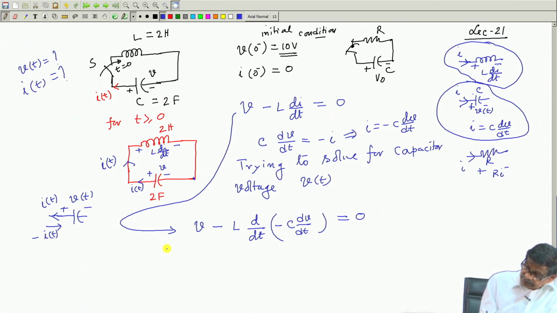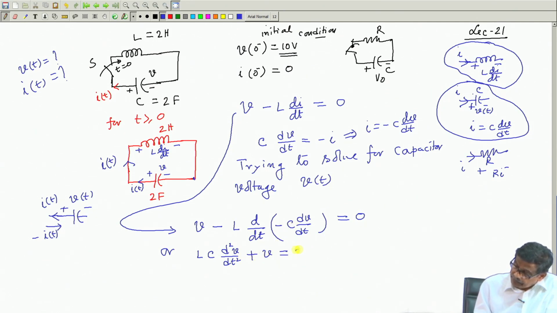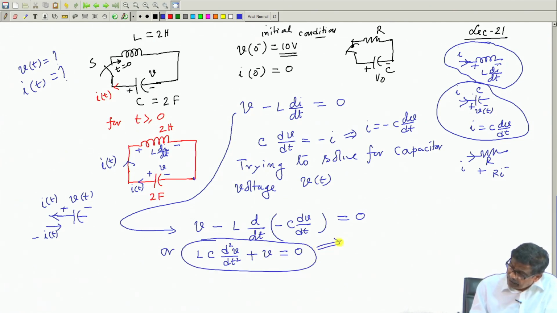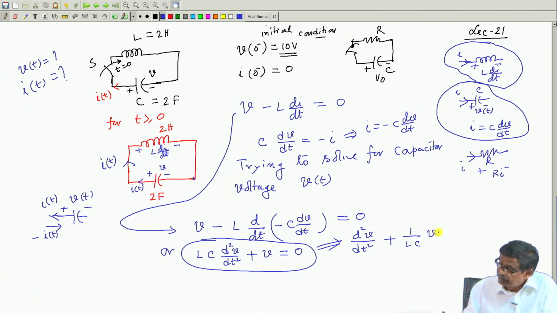So, this equation is nothing but LC d2v/dt2 plus v is equal to 0. And this one, I have learned how to solve the differential equation. I will make the coefficient of the highest derivative term, that is d2v/dt2, equal to 1. So, divide by LC on both sides: d2v/dt2 plus 1 by LC into v is equal to 0.